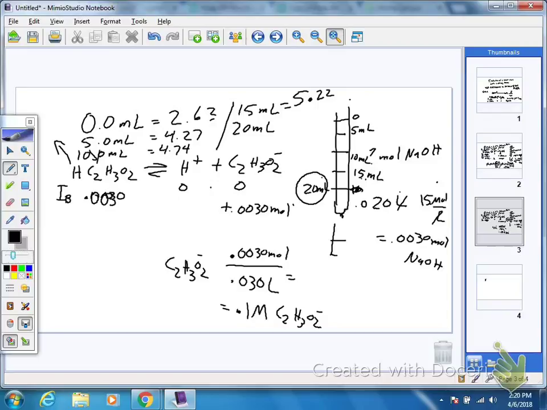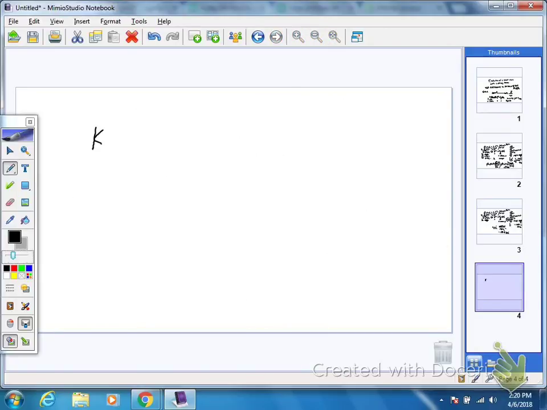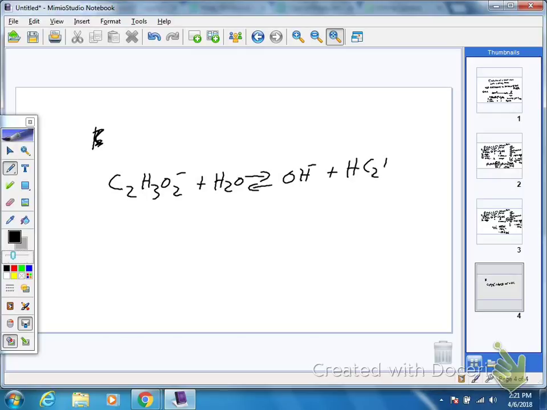So if we want to find the pH of it, then we have to transition to this. And what we do is we go C2H3O2-. That's going to act like a base. It's going to react with water. It's going to make hydroxide ions. And we're also going to get some of those acetic acid molecules back.